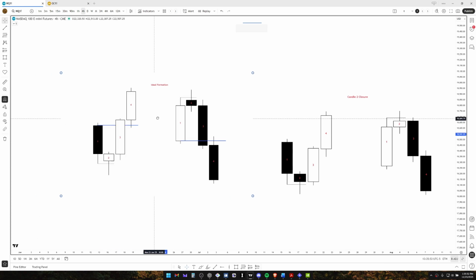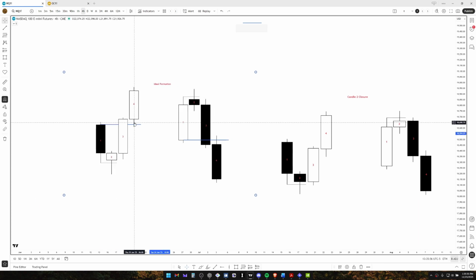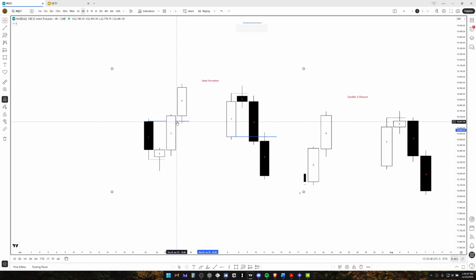I can't see that candle that you're on. Yeah, this one. Just move it over a little bit. There we go. I'm looking at the candle. There we go.